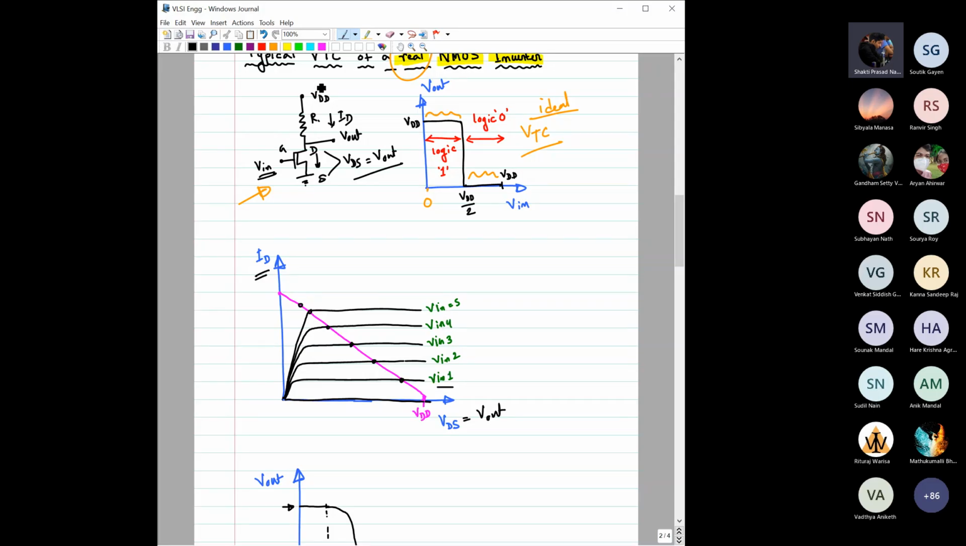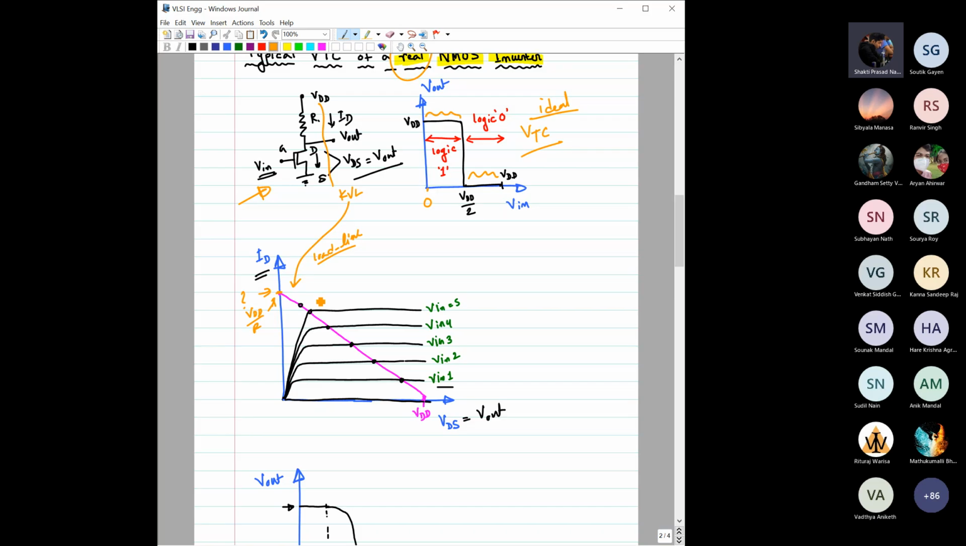Then you can also write KVL along this, which will give you nothing but the load line. So draw the load line here. You know what the voltage is; I'm not writing it here. Now, can you tell me what the current value is here? VDD by R. Right. So this is the load line.